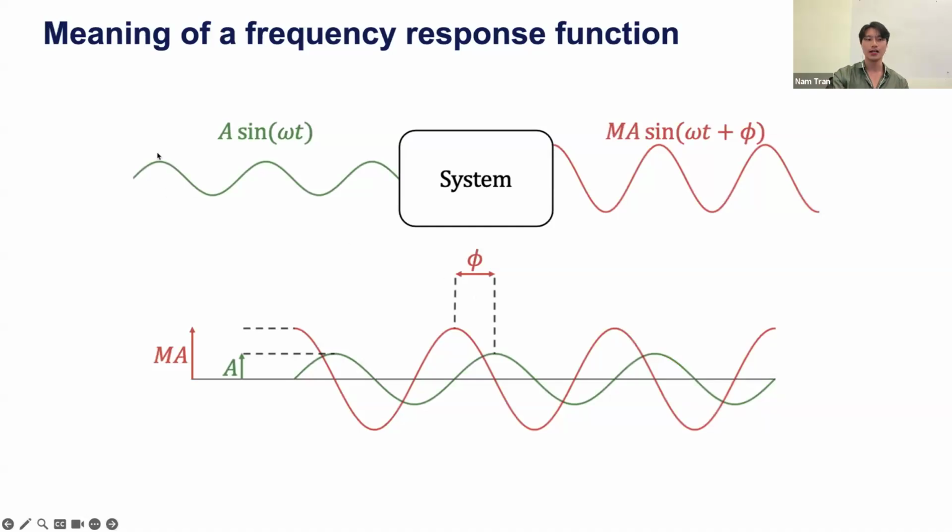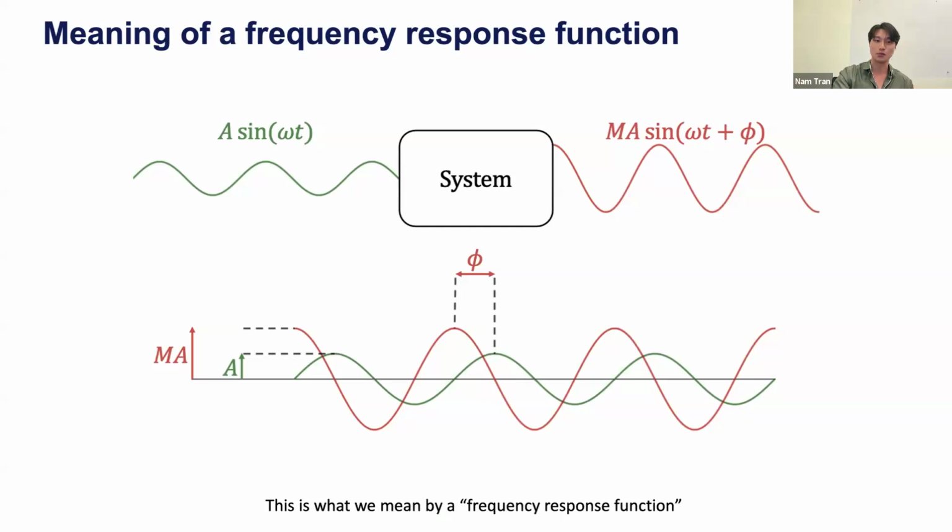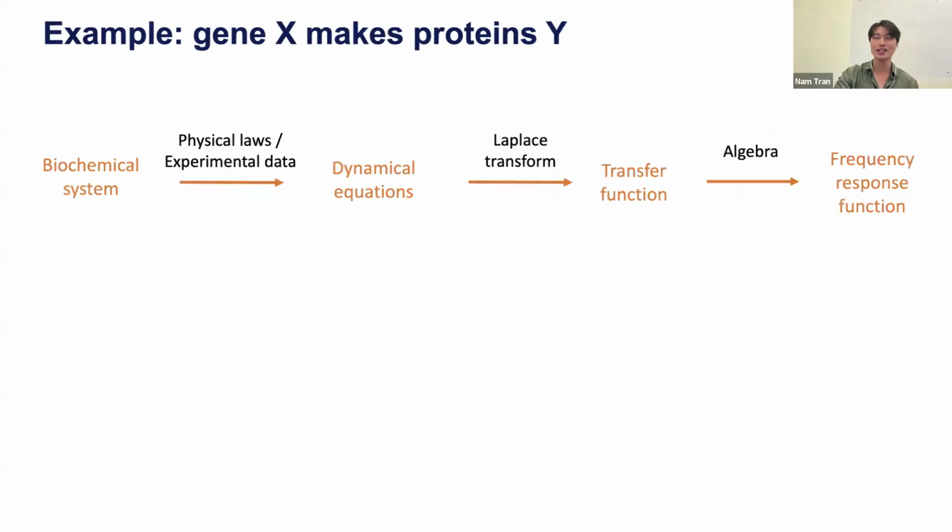You can imagine if you have a growth factor, and this is the protein you observe, this is the amount of amplification, the protein ratio to the growth factor you put in, and that's the time you have to wait. So this is what we mean by frequency response functions in the context of biochemistry and biology. Let's do an example together.